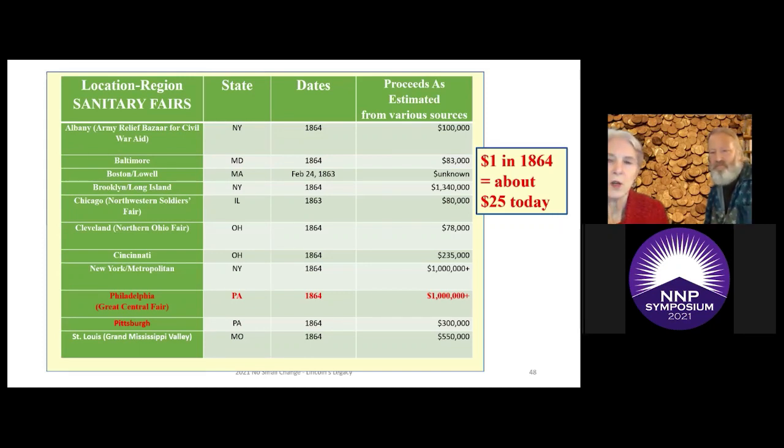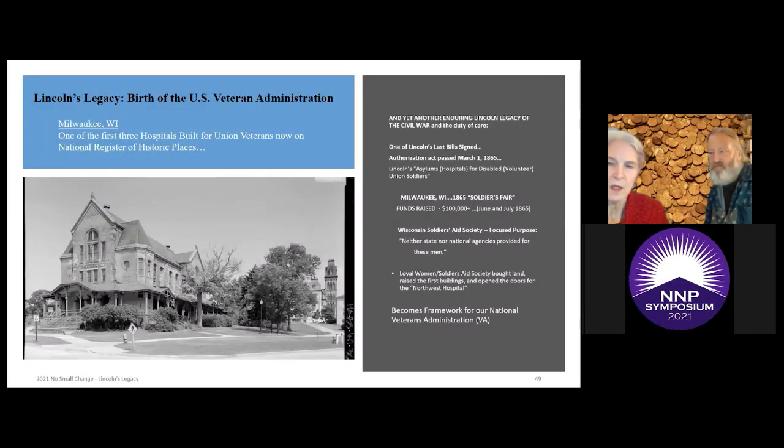One other quick legacy here: shortly before Lincoln was assassinated, one of the last bills that he signed actually authorized what is now the Veterans Administration. It was totally clear to him that even though the war was being won now, there were casualties of war that were costing money, casualties of war that would be a legacy that was going to be very expensive. The women in Milwaukee raised money from their soldiers' fair, which happened after the war had actually ended. The money that they raised went to purchase land and to begin building a building that became one of the first three veterans hospitals in the United States.